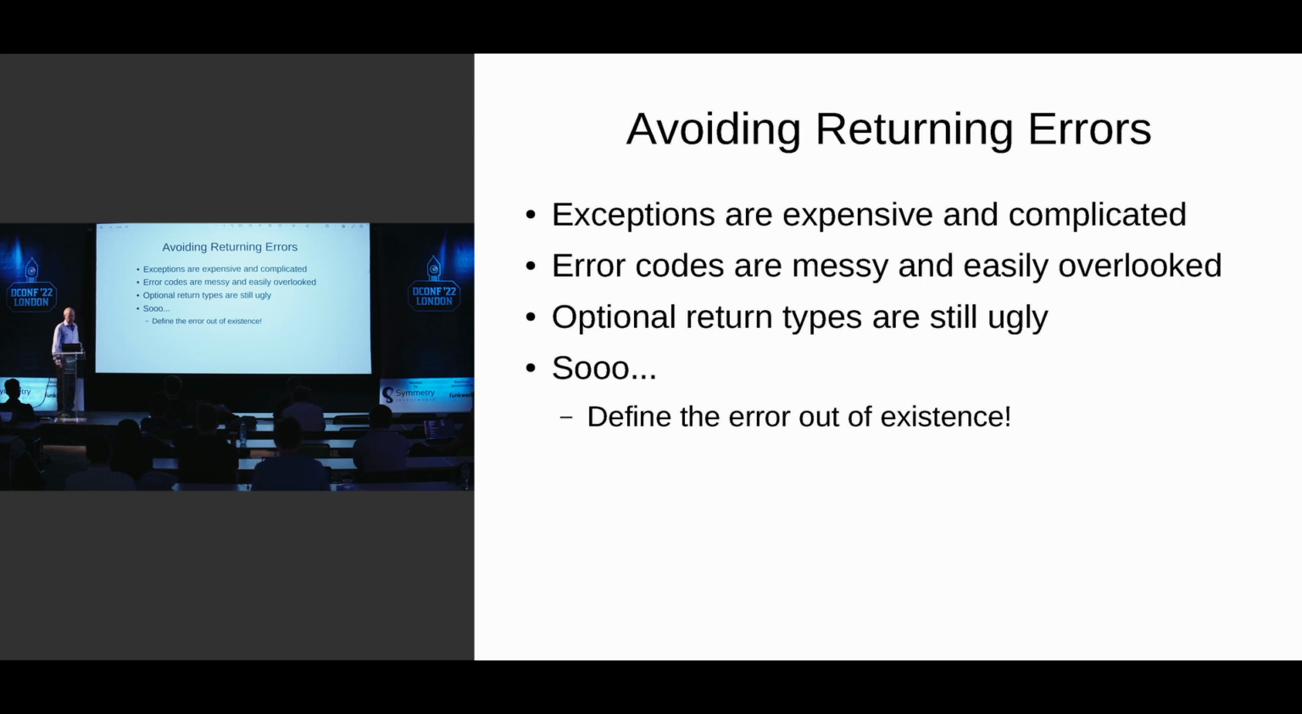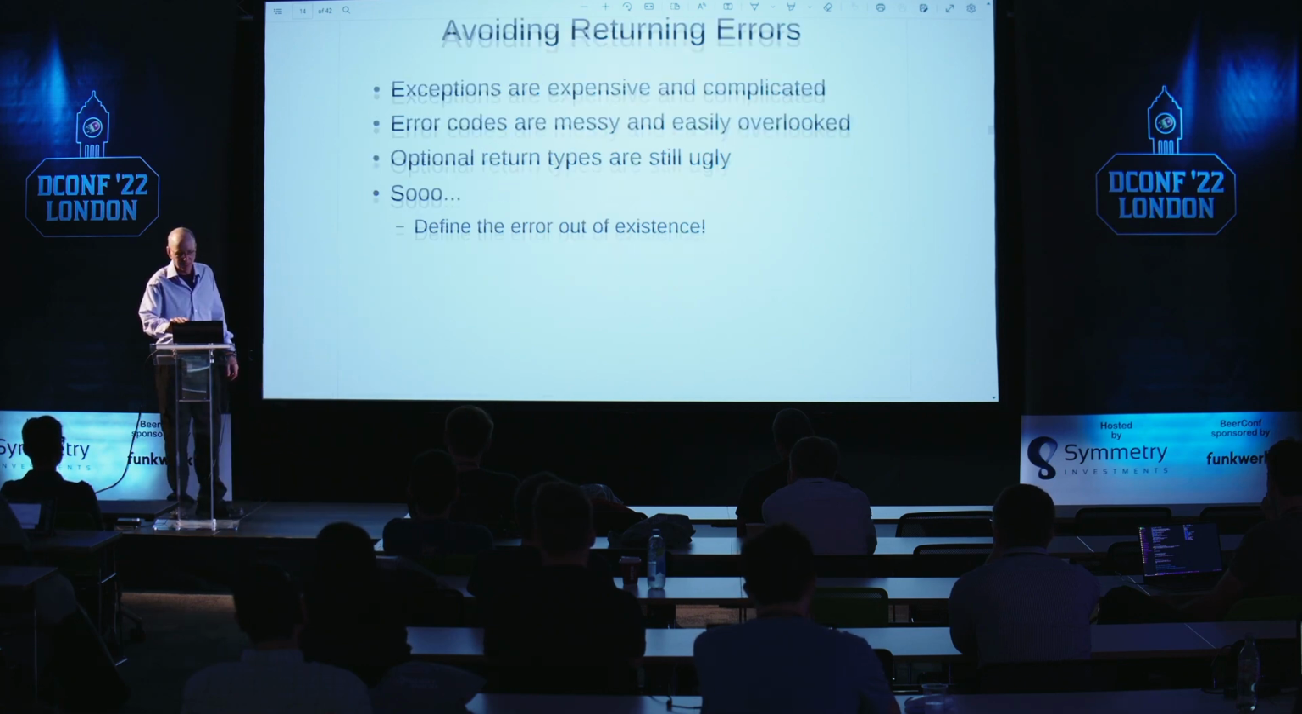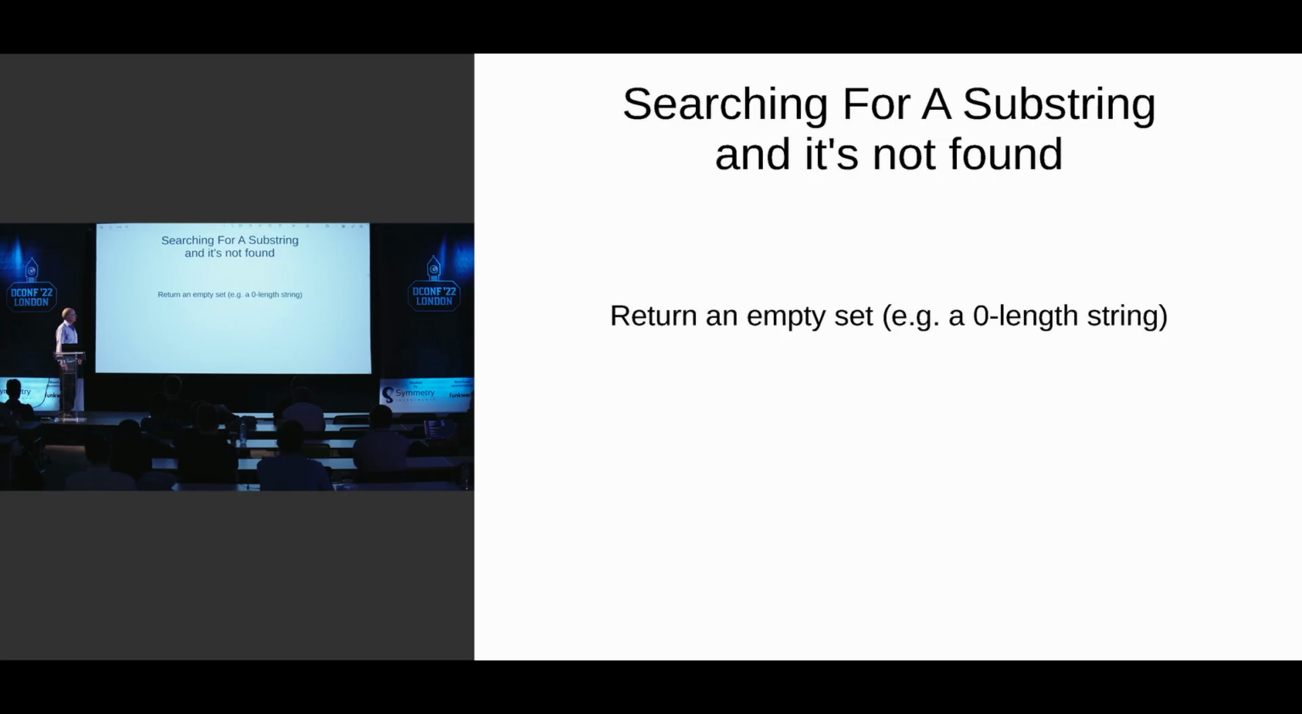So one way to avoid returning errors is to define the error out of existence. So there is no error return. Can't always do that. But one easy example is I'm searching for a substring in a longer string, and what do I do if it's not found? Do I issue an error message? Do I return some magic number that I have to check for? Do I throw an exception? Do I do an error code? No, you just define a zero-length string as being didn't find.